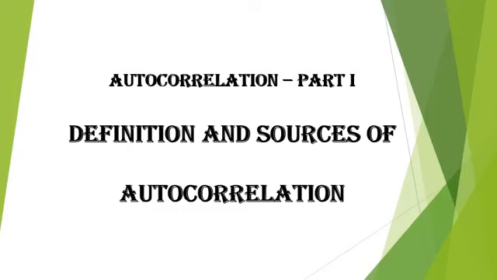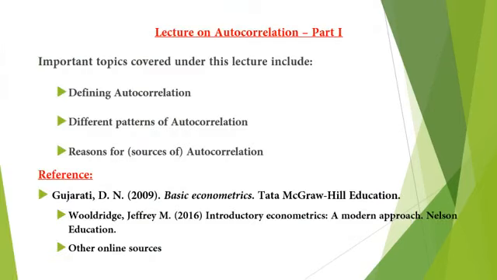Today, our discussion will be on the phenomenon of autocorrelation: its definition, sources, how we detect it, and what remedial measures should be taken if our data shows autocorrelation. I have divided the lecture into 4 parts. In the first part, we focus on the definition of autocorrelation, the possible patterns of autocorrelation, and the important reasons for or sources of autocorrelation.